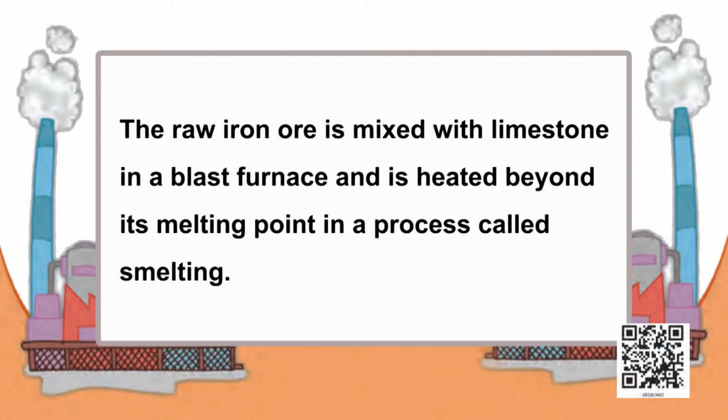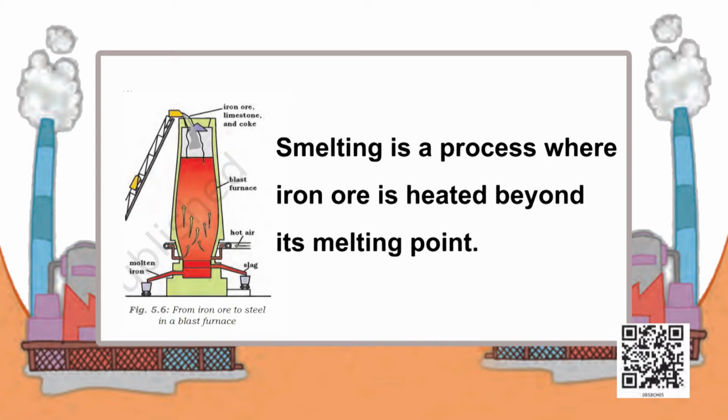Now, let us explore how iron ore is converted to steel. Iron ore is mined from iron ore fields and is transported to an iron and steel industry. Here, the raw iron ore is mixed with limestone in a blast furnace and is heated beyond its melting point in a process called smelting. Smelting is a process where the iron ore is heated beyond its melting point to extract the metal.